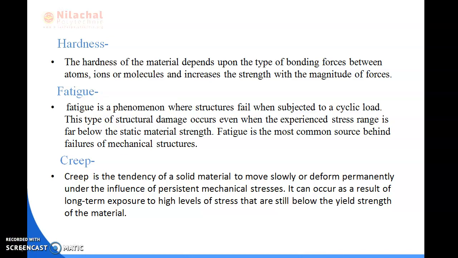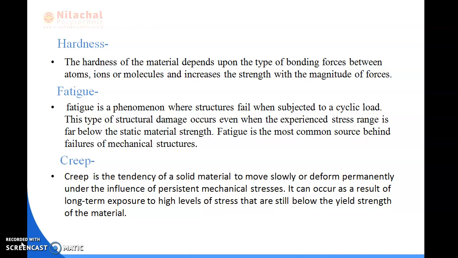Next one is fatigue. What is fatigue? It is a new word for many students. Fatigue is a phenomenon where structures fail when subjected to a cyclic load. This type of structural damage occurs even when the experienced stress range is far below the static material strength. Fatigue is the most common source behind failures of mechanical structures. It means fatigue is the weakening of a material caused by cyclic loading that results in progressive and localized structural damage and the growth of cracks.